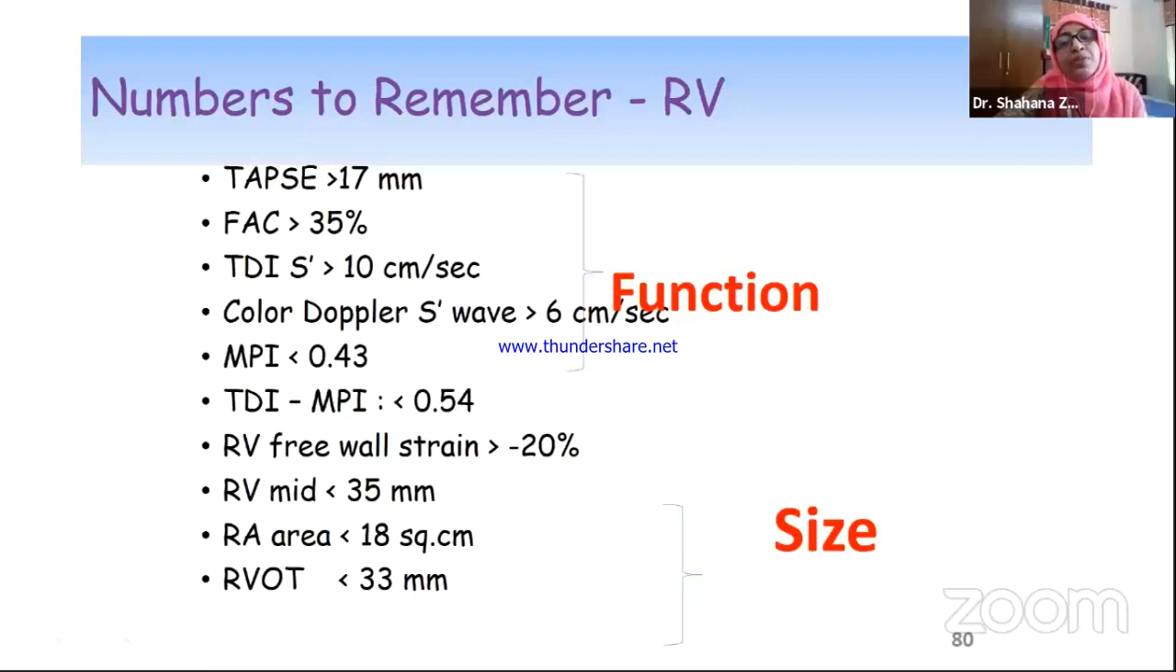Some numbers to be remembered: TAFC normal limit is more than 17, fractional area change more than 35, TDI S prime more than 10 or 9.5 centimeter per second, MPI in case of pulsed Doppler less than 0.43, in case of TDI less than 0.54, LV free wall strain more than minus 20%, RV mid size less than 35, RV area less than 18 centimeters squared, and RV OT proximal less than 33 millimeter.